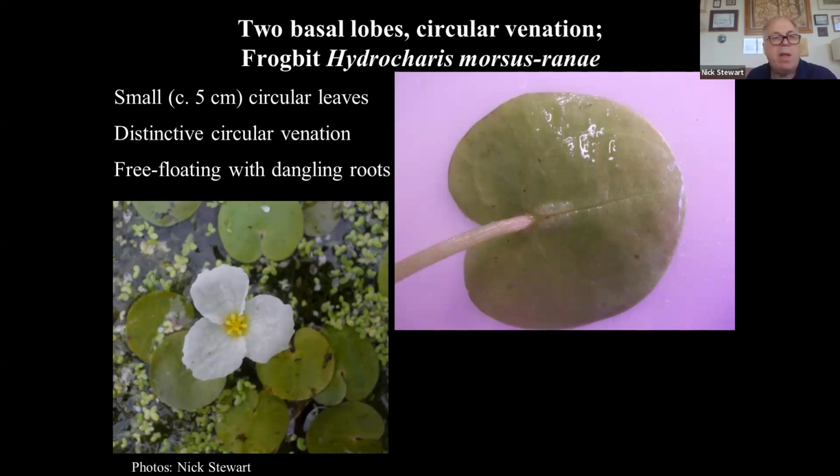It is actually a free-floating plant, which has dangling roots underneath it, and little three-petaled flowers. It's again part of the water plantain group of species. And I suppose it's trying to do the monocot venation in essentially a wide dicot type shaped leaf, fitting it into the shape of the leaf.